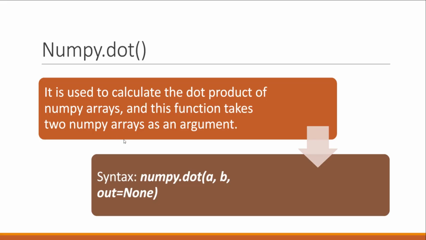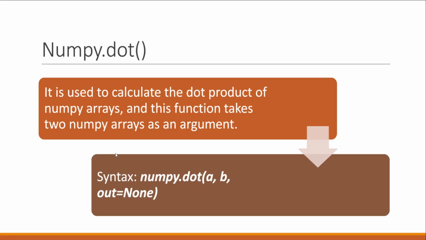So here is the syntax of the NumPy dot function, and within this function there are only 3 parameters. The first parameter is a. This parameter specifies the first input array, and it can be any scalar value or array type object. The second parameter is b. This parameter specifies the second input array for the dot product method, and the last parameter is out. By default it takes None value and it specifies the output array where the result will be stored.